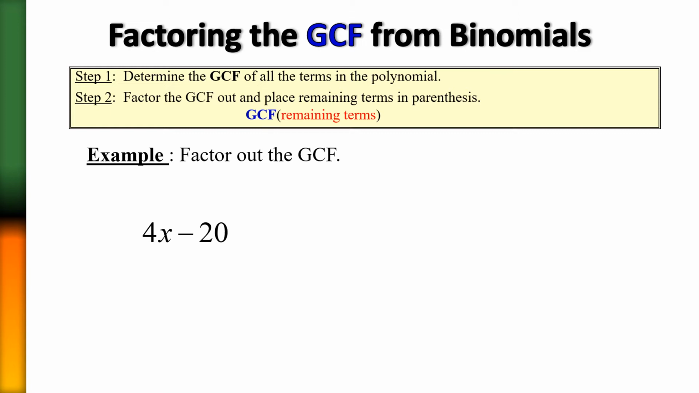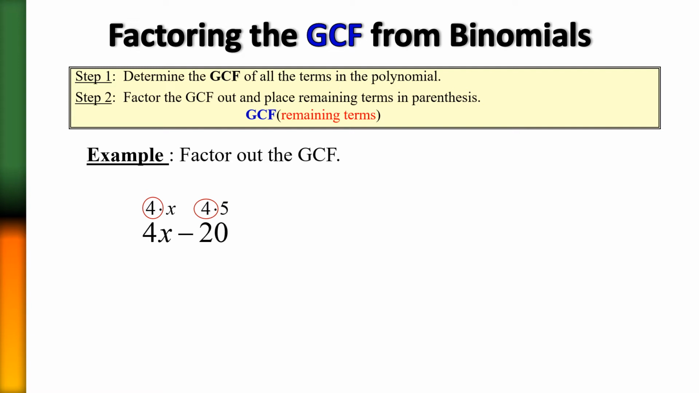So here we're given to factor the GCF out of 4x minus 20. So again, you can write them as products. 4x is 4 times x, and then for 20, that's 4 times 5. So I want to look to see what it is that they share in common, these two terms, and I can see here that they have a 4 in common. That is called the GCF.